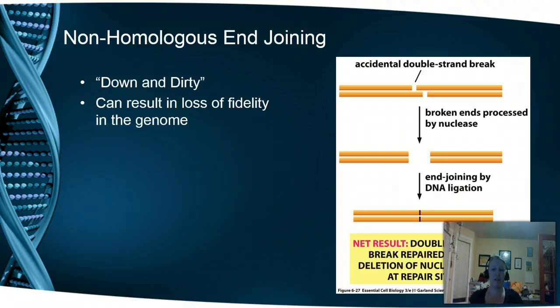So what happens is that the nucleases will cut on both sides of the double-stranded break and then just sew the DNA back together. So we lose a chunk on either side, if you can see how that works. So there's always a loss in this case, and it's a down and dirty way of fixing things.